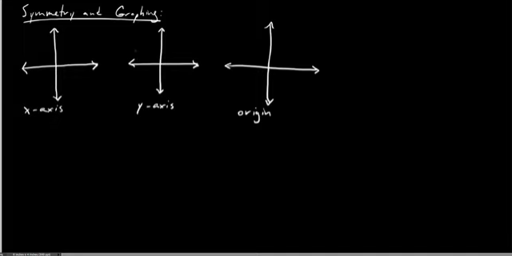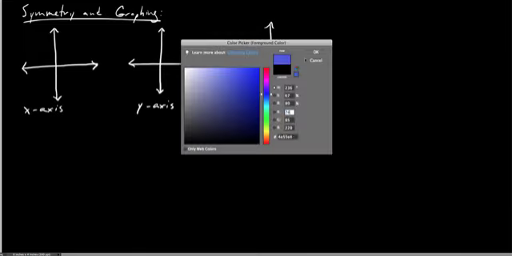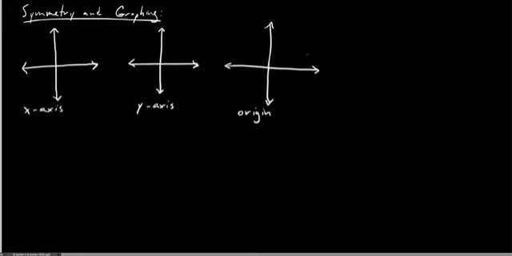Okay, starting with x-axis symmetry. So it is what it says it is, and when we talk about symmetry, what we're really doing is bringing up the fact that something can be like a mirror image. So when we say x-axis symmetry, you can imagine this x-axis right here as being what we call the line of symmetry.